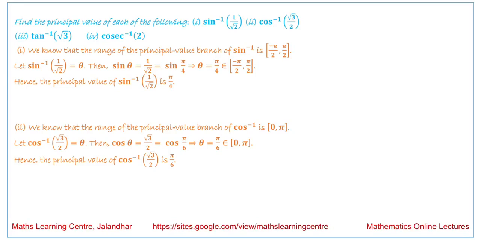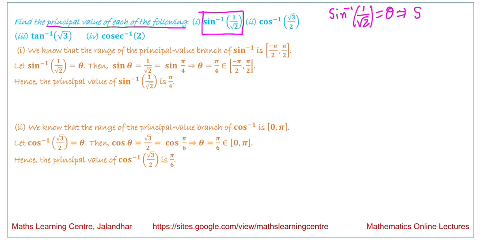Now we have certain problems based upon these formulas or these definitions. First is, find the principal value of each of the following. First is sine inverse of 1 by square root of 2. Basically we want to solve an equation. Suppose sine inverse of 1 by square root 2 is equal to theta. This implies that sine of theta is equal to 1 by square root 2. We have to solve this equation and calculate the values in the principal values we are talking about.